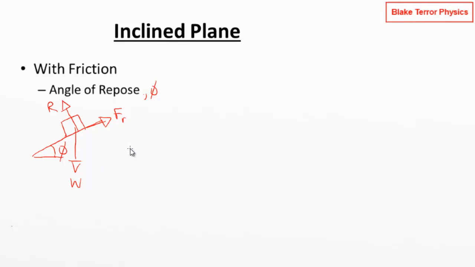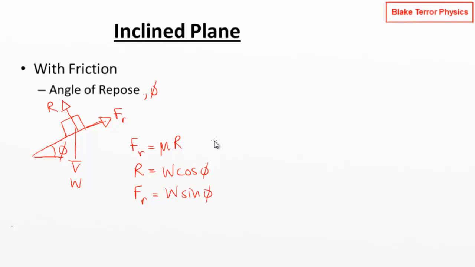Right, so let's just do a little bit of basic mechanics on all of this. Our friction is equal to mu R, where mu is the coefficient of friction. We can then resolve perpendicular and parallel to the slope. So R is going to be equal to W cos phi, and the friction at the point of limiting equilibrium is going to be equal to W sin phi.